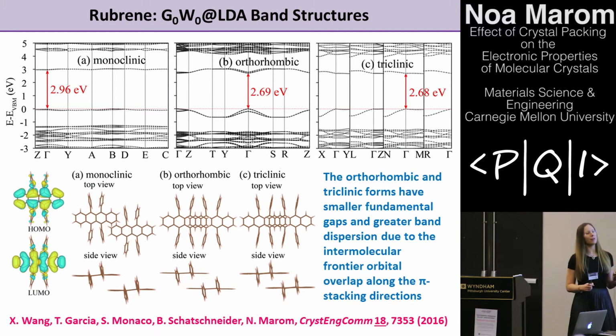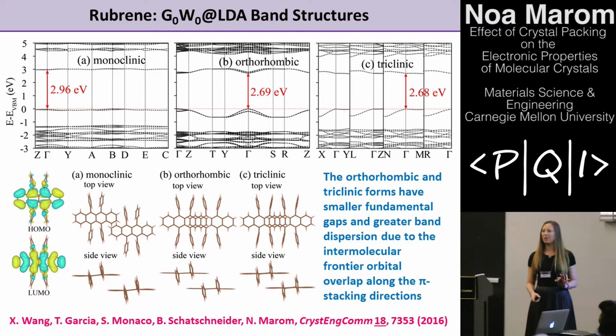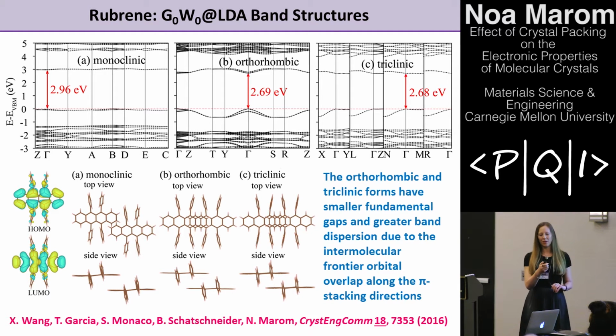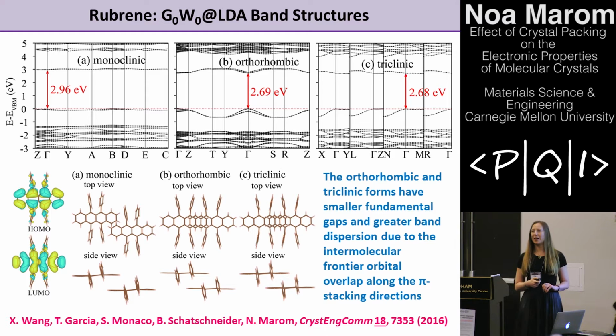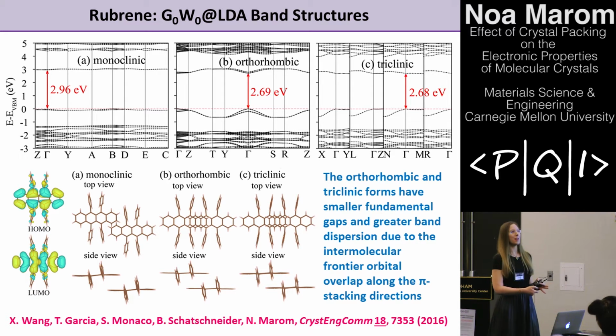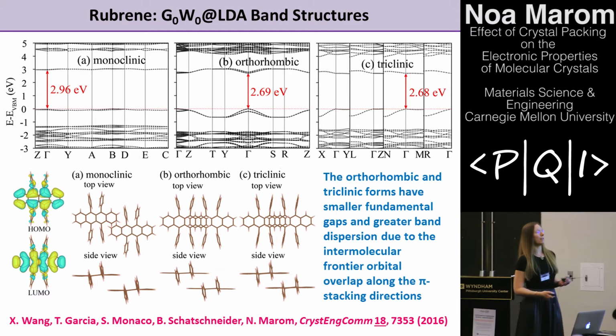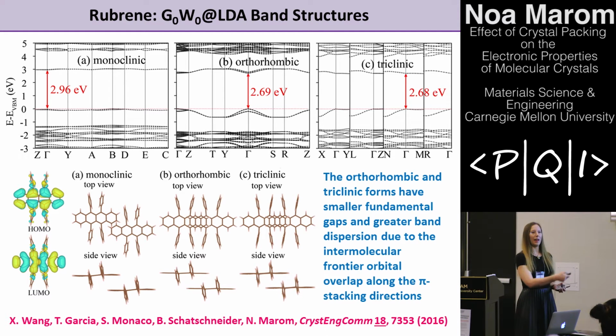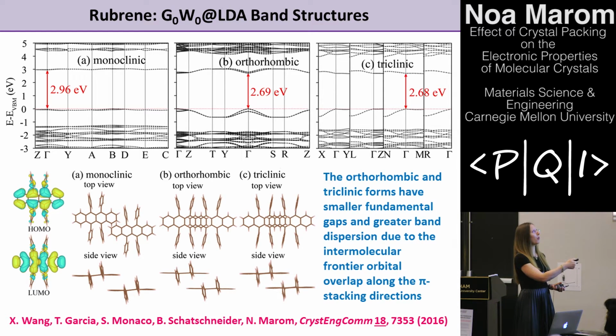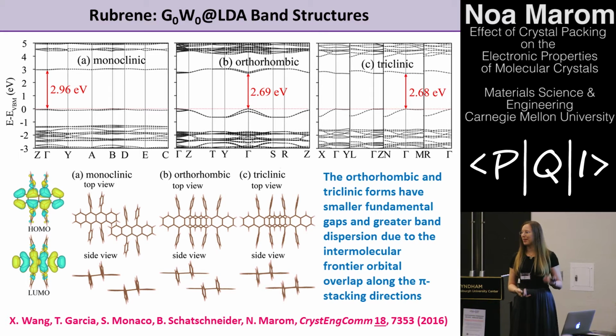So here you can see the band structures of the 3 forms of rubrene. And you might notice that the band structure of the monoclinic form is significantly different than the other 2. So in the orthorhombic and triclinic forms, we have a smaller band gap and a larger band dispersion than the monoclinic form, which has a larger band gap and very flat bands.